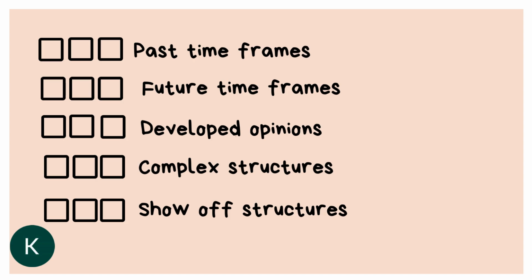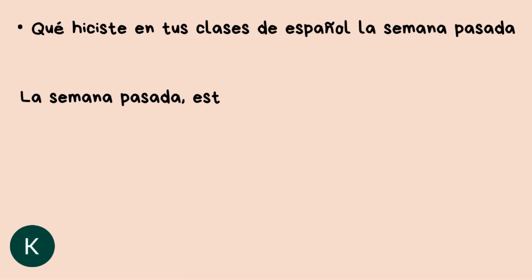And then we've got developed opinions, so that's things like, I like this because it is, so just giving a reason for your opinions. We've got complex structures, which tend to be sentences which are developed and extended. And then we've got some show-off structures. Again, I'll put a link in the description box with lots of examples of show-off structures.